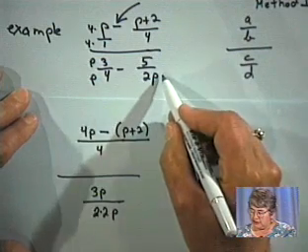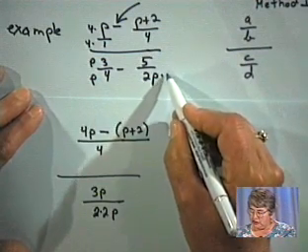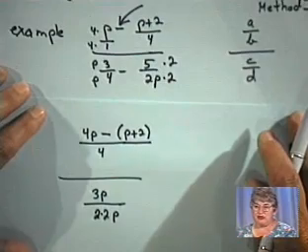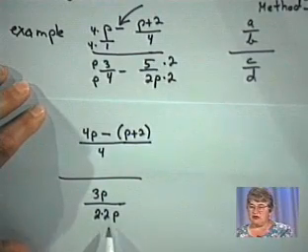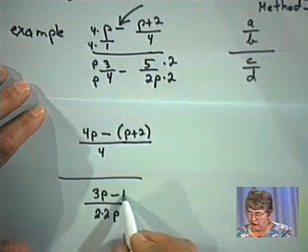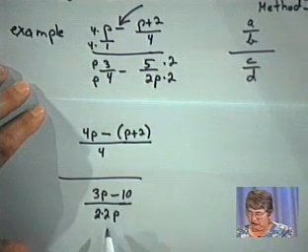The second term of the denominator has a 2p, but we need 4p, so we'll multiply by 2 over 2. Remember not to multiply by too much. We want just the 4p, so all we need to multiply by is 2 over 2. And so now we're going to have a minus 10 over 4p.